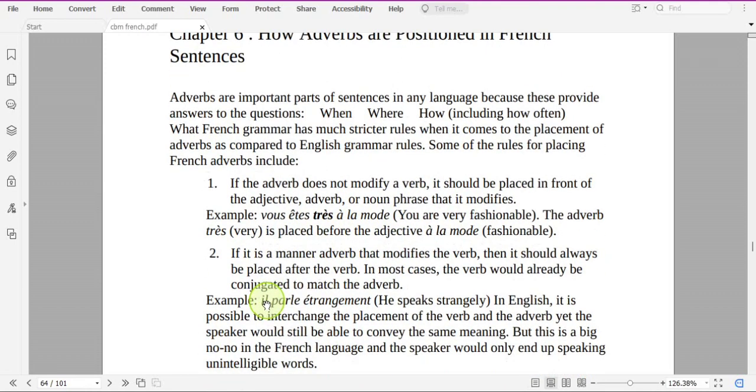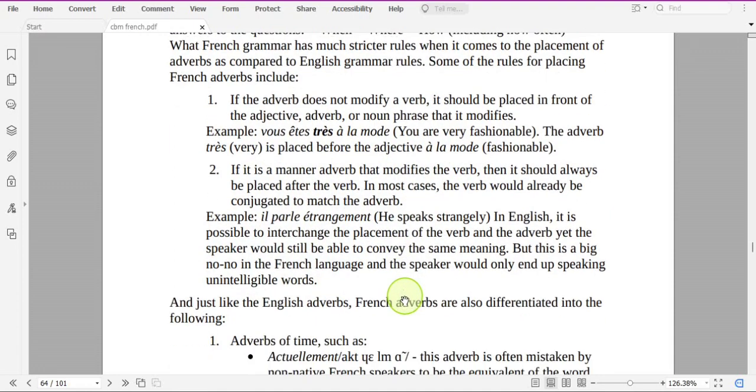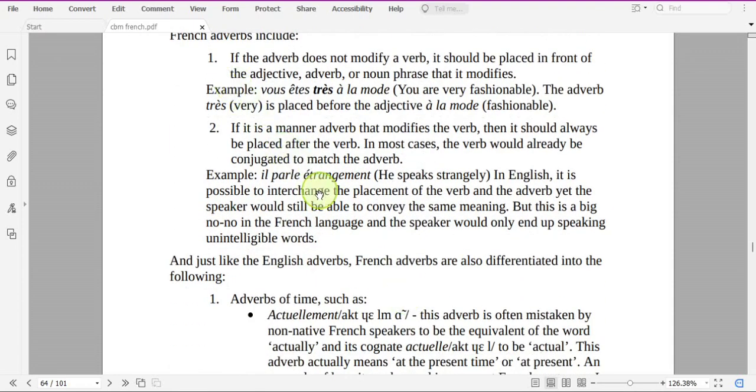If it is a manner adverb that modifies the verb, then it should always be placed after the verb. In most cases, the verb would already be conjugated to match the adverb. For example, elle parle étrangement. She speaks strangely. In English, it is possible to interchange the placement of the verb and the adverb, yet the speaker will still be able to convey the same meaning. But this is a big no-no in the French language, and the speaker will only end up speaking unintelligible words.